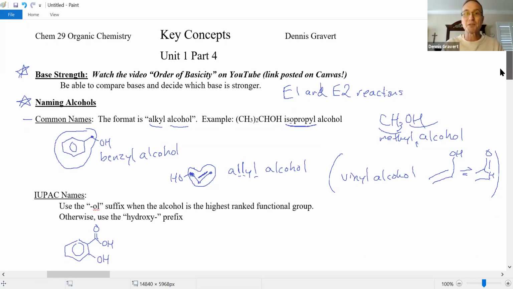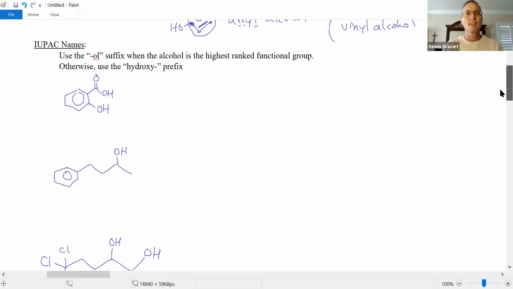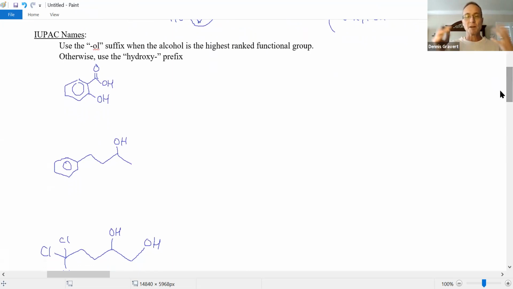Common name is pretty straightforward. If on the exam I ask you to name something, and you readily see, ooh, I know the common name, you can give that name for full credit. More commonly, though, the molecules will be somewhat complicated. A common name won't be useful. You have to actually switch to the IUPAC naming system. So let's review that real quick.